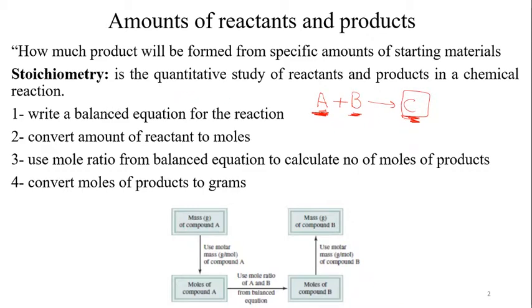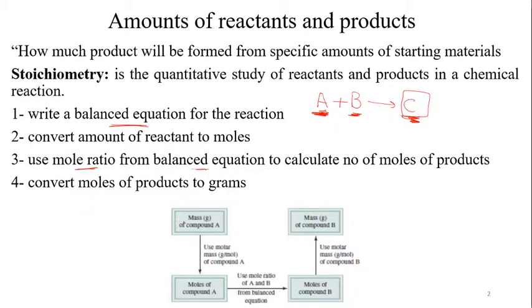But first, we need to write a balanced chemical equation. Second, you have to convert all amounts of the reactants to moles. Third, you can use the mole ratio of the balanced chemical equation to calculate the moles of the products. You need to convert after that the moles of the product into grams.